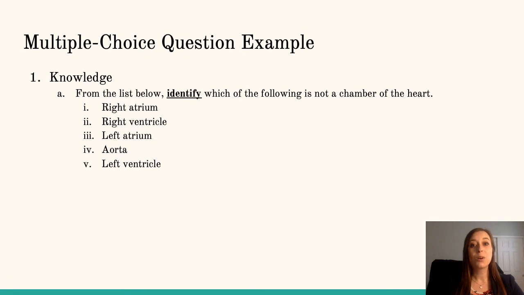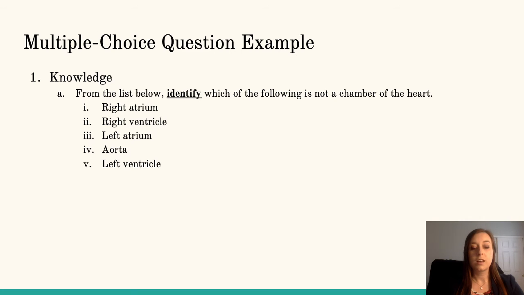Okay, so now we're going to use a multiple choice question example. All of these questions are based on cardiology as a unit, but they're going to be getting progressively more difficult. We can see how even using just multiple choice questions, we can really elicit those different levels within the cognitive subgroups of Bloom's taxonomy. The first subgroup is going to be knowledge or remembering. Question 1: from the list below, identify which of the following is not a chamber of the heart. The right atrium, right ventricle, left atrium, aorta, or the left ventricle.